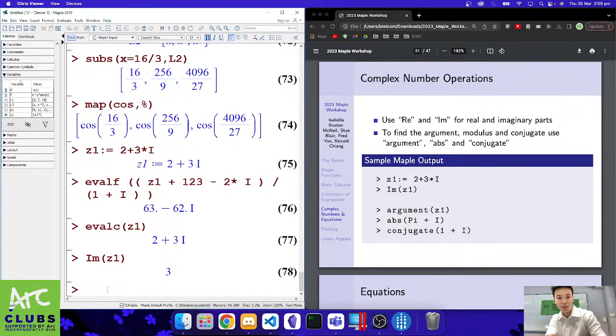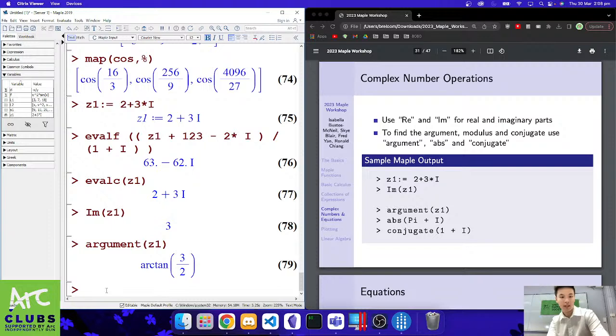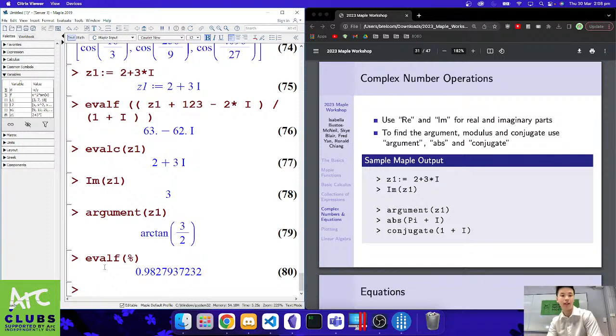Z1. For the others, we have the argument function that simply calculates the argument of our complex number. That's going to be the inverse tan of 3 on 2. And if you want to evaluate that to an approximation, again, we can use our eval-F command and put in our previous answer, percentage, and that would get out a numerical approximation.